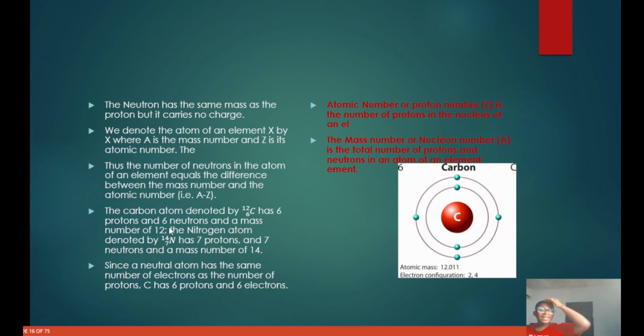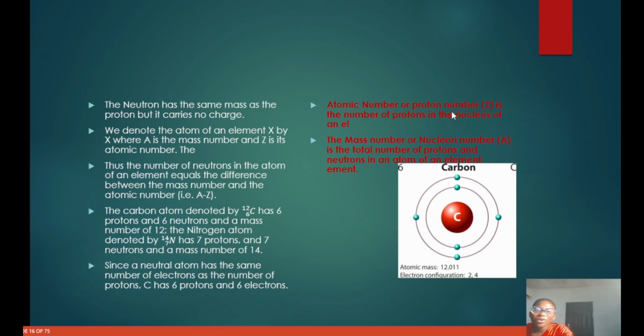The carbon atom denoted by 12 and 6 has 6 protons and 6 neutrons. We've explained that because the neutron number is just the mass number minus the proton or the atomic number. The nitrogen atom denoted by 14 and 7, where 14 is the mass number and 7 is the atomic number or proton number, has 7 protons and 7 neutrons, and a mass number of 14. Since a neutral atom has the same number of electrons as the number of protons, carbon has 6 protons and 6 electrons.